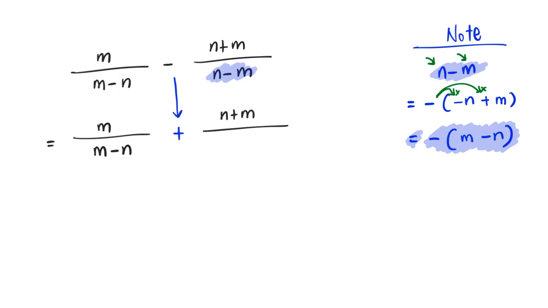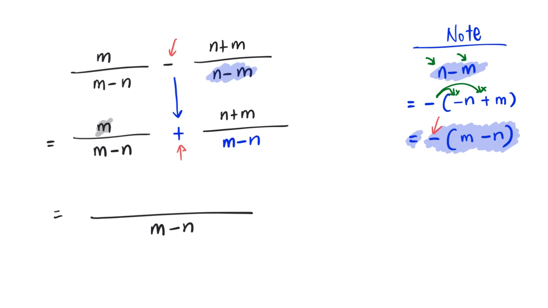There will be a m minus n. Okay? Because, as I repeat, the negative times negative will give me back my positive. And now they are the same denominator. I could then just combine them as m minus n.